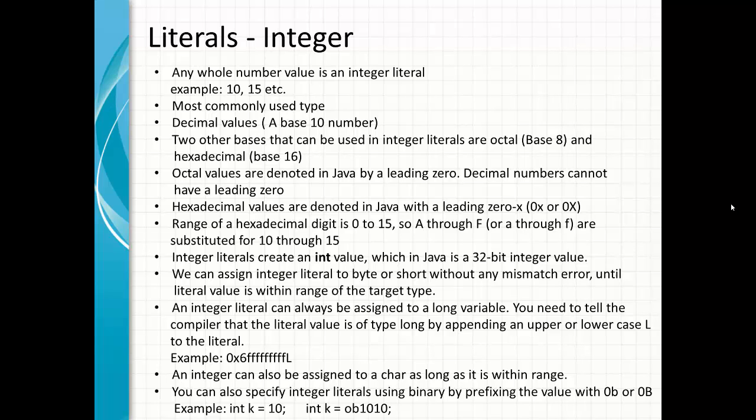Now, how will you denote an octal value in Java? So, octal values are denoted in Java by a leading 0. So, a decimal number with base 10 cannot lead with a 0. Remember that. Any number, if it starts with 0, that is going to be an octal number. But again, octal has a range. So let me show you what that means.